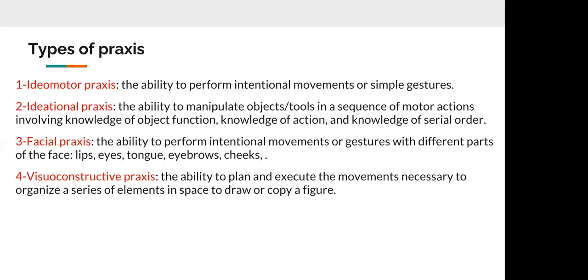So, types of praxis. There are 7 types of praxis. There is ideomotor praxis. Ideomotor praxis is the ability to perform intentional movement or simple gestures. Second, ideational praxis is the ability to manipulate an object or tool in a sequence of motor actions, involving knowledge of object function and knowledge of action.